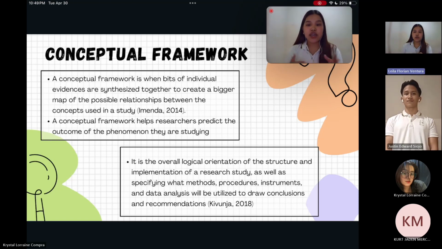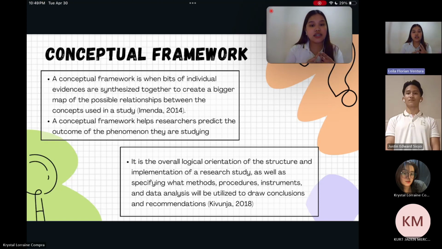Moreover, a conceptual framework can help researchers predict the outcome of the phenomenon that they are studying. For our case, the conceptual framework will guide us throughout the research project from problem formulation to data analysis and interpretation, ultimately contributing to the advancement of knowledge in our field.